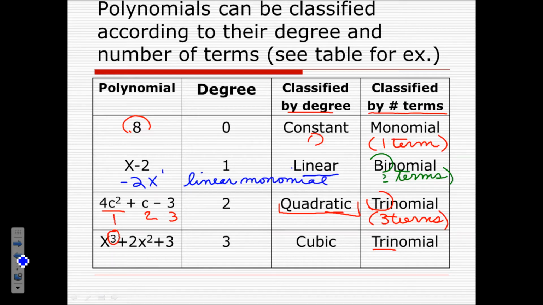So again, we're just classifying these, and I will be helping you with that. You can also use the chart for that, so don't worry.